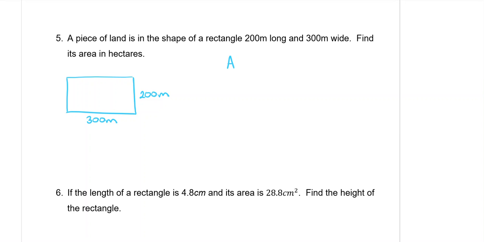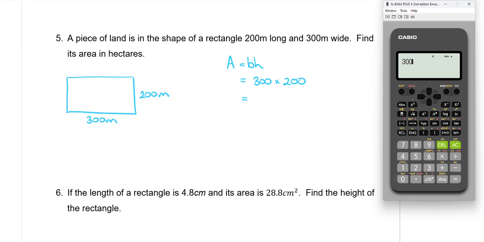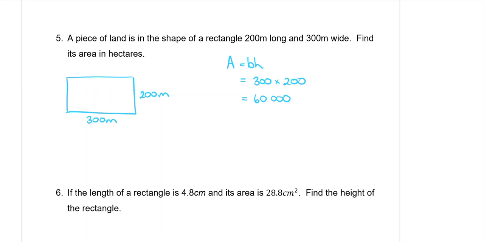So to find the area of a rectangle, the area is A equals BH. That's our formula. Second step, we substitute in the base and the height, which is 300 times 200. It doesn't matter which one goes first when you're doing that. Then you type that in, 300 times 200, and you get your answer of 60,000, and that would be metres squared. Okay, so that's a normal area calculation. But to change it into hectares, you need to divide by 10,000, and 60,000 divided by 10,000 is 6 hectares.